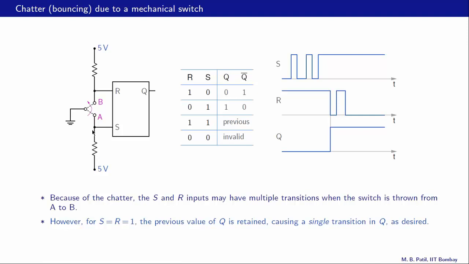That means as we change the switch position from A to B, we go from S equal to 0, R equal to 1, this situation here, to R equal to 0, S equal to 1. So our intention is to go from S equal to 0, R equal to 1, that is the switch in position A, to S equal to 1, R equal to 0, that is the switch in position B. For S equal to 0, R equal to 1, we have Q equal to 0, and for S equal to 1, R equal to 0, we have Q equal to 1. So the transition that we want is Q going from 0 to 1. And there is a problem because we have this mechanical switch, and that gives these oscillations in the S input as well as in the R input.